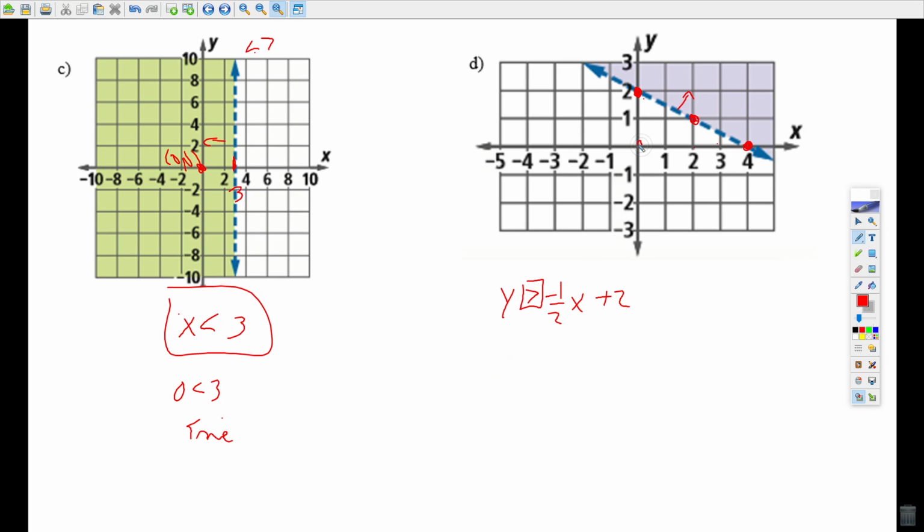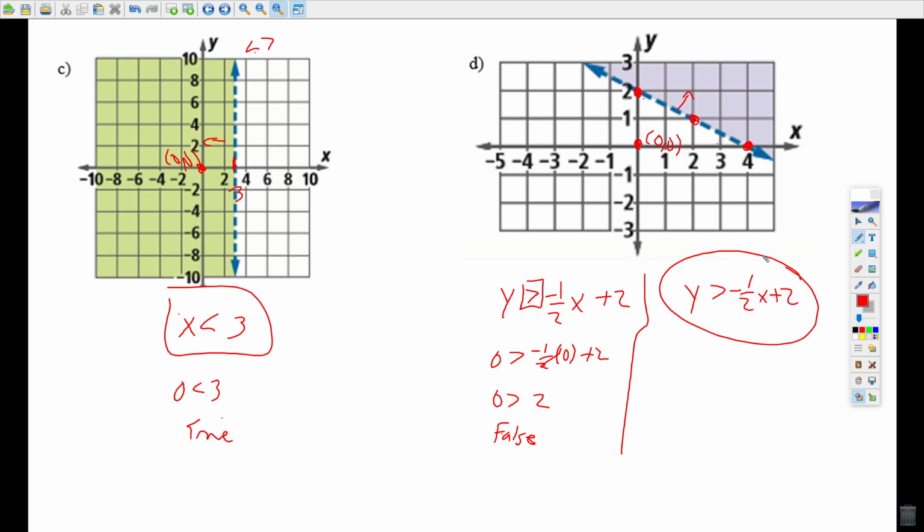I would test 0, 0 just to make sure it comes out to be a true statement. 0 is greater than -1/2 times 0 plus 2. So that'd be 0 is greater than, this gets wiped out, 2. Is 0 bigger than 2? No, that's false. So we have the right symbol. So I'll just rewrite it. It's going to be y is greater than -1/2 x plus 2. So there's an example of going from the graph to the equation.